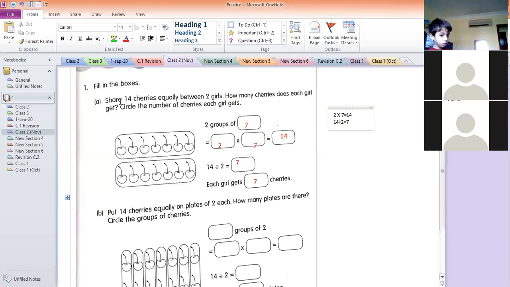Okay. Now I have to share 14 cherries equally between 2 girls. Because I have to share these cherries between 2 girls, I will divide by 2. So can you relate it to the multiplication? Look at this multiplication. This is 14, this is 7, and this is 2. So I write 14 here, divide here, and 2 here. What number is missing here?